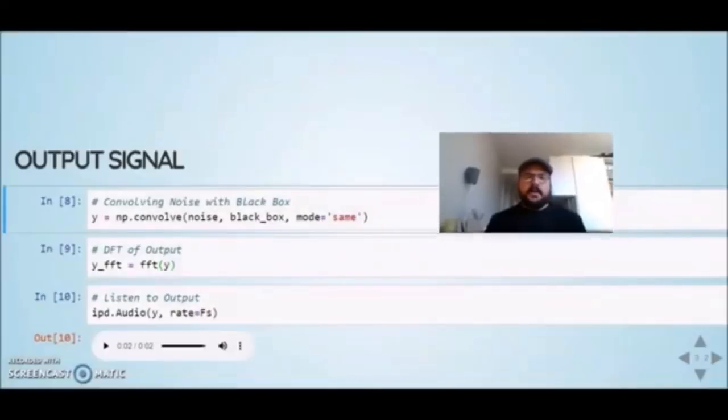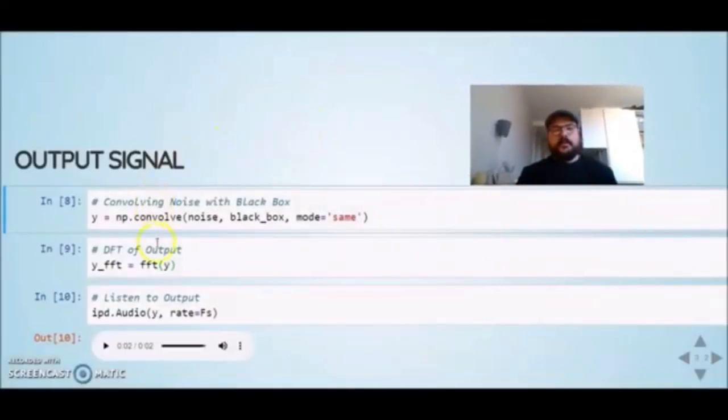Here is our output signal, so we're convolving noise with the black box, and this gives us an output. So here we can listen to this output.